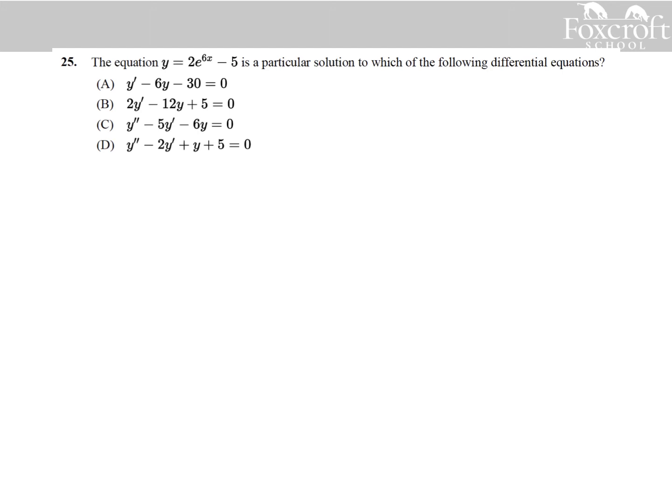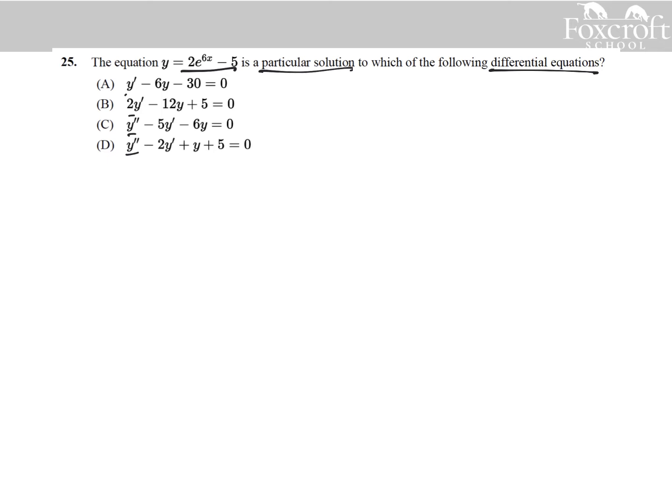The equation y equals 2e to the 6x minus 5 is a particular solution to the following differential equation. So again, if that word comes up, you might not know how to do it if you haven't done that kind of optional section. But a particular solution just means if I plug this function and its derivatives, so you can see there's derivatives in there, into these equations, the equation's true.